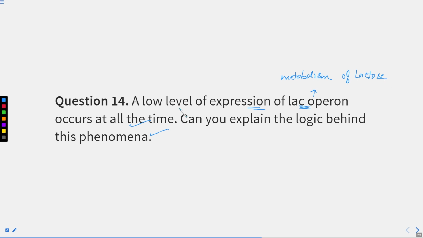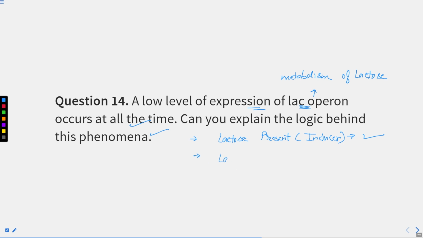In the presence of lactose, when lactose is present, lactose acts as an inducer. And then what happens? In the presence of lactose, there is transcription of the structural genes. So I'm writing a tick mark, meaning the lac operon is active.